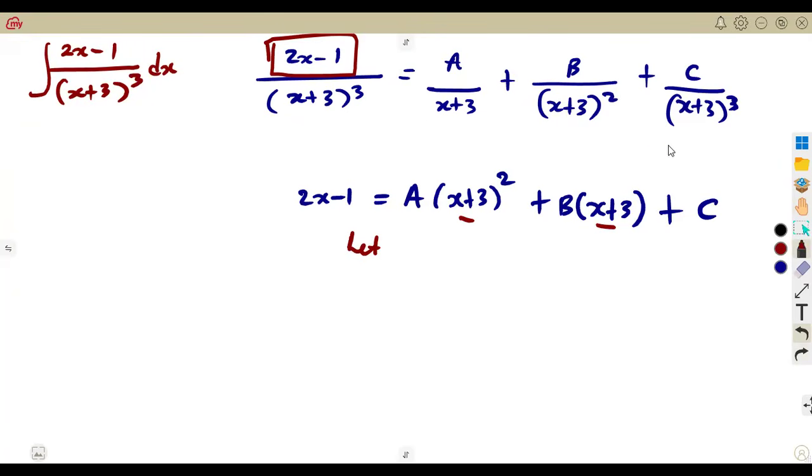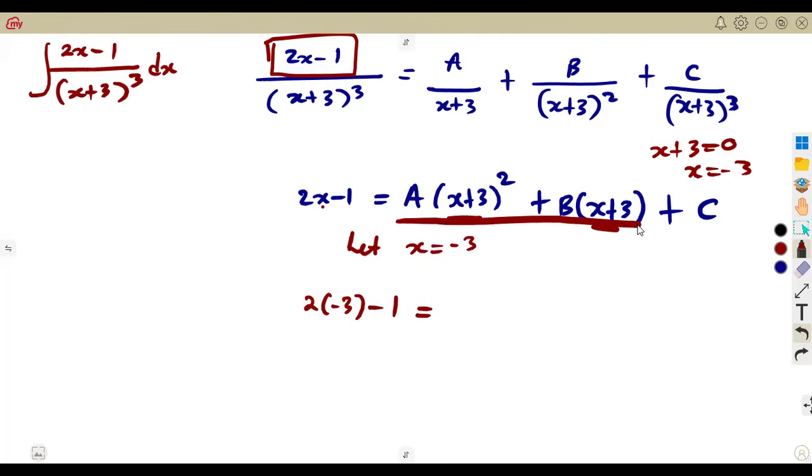Because remember, we take that x plus 3 and equate it to 0. x is what? x is minus 3. So when we let x be equal to minus 3, this will give us a 0, because we saw that x plus 3 was equated to 0 there. So you substitute this side: 2 times minus 3, minus 1. This one will be 0, 0, 0, so you just remain with what? With c. 2 times minus 3, minus 6, minus 1, which is minus 7. You can even use your calculator there.